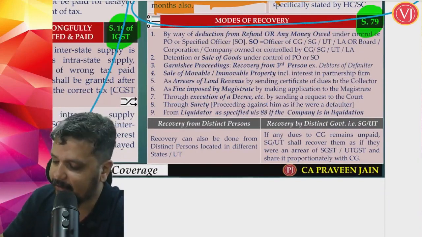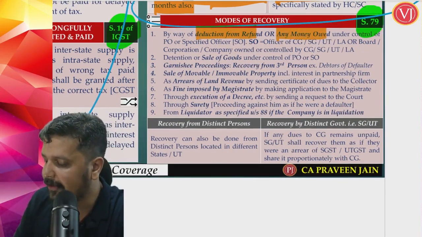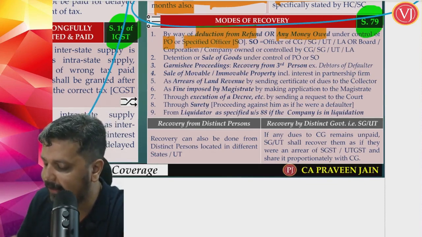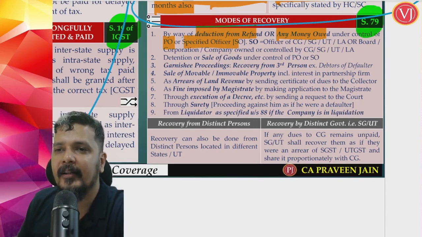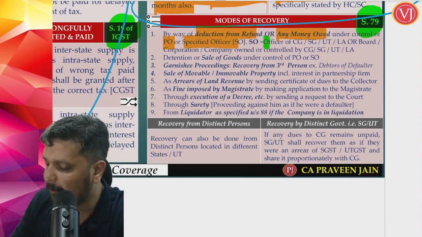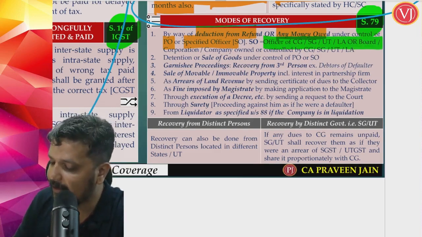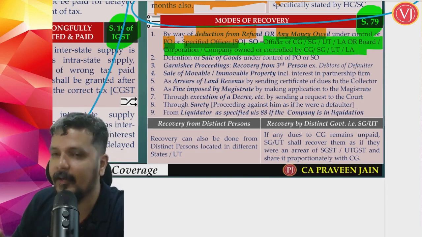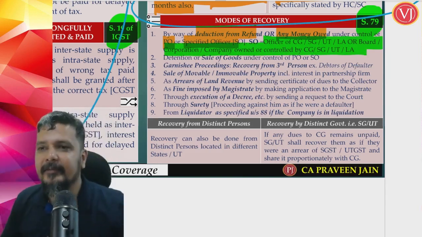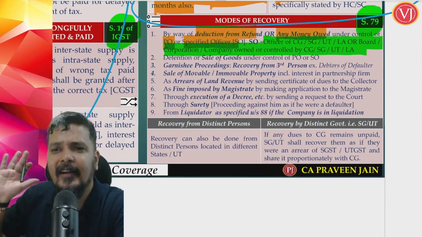All your assets. If there is any refund due to you or money owed to you, either under GST, under any other law, or with any other government. What is meant by specified officer? It is the officer of the central government, state government, union territory, local authority, board, corporation, or company owned or controlled by the government. Which means the government is to give you something, not necessarily under the GST Act, but under any law.